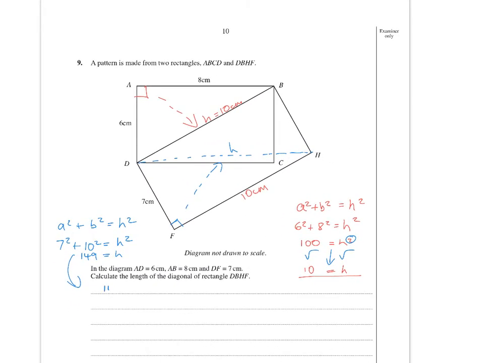So 149 equals h squared, sorry, I haven't got rid of the squared yet. And then I'm going to get rid of the squared by square rooting both sides. I'm going to put that into my calculator. So the square root of 149 will be just over 12, 12.2 to 1 decimal place, and that would also be in centimetres.